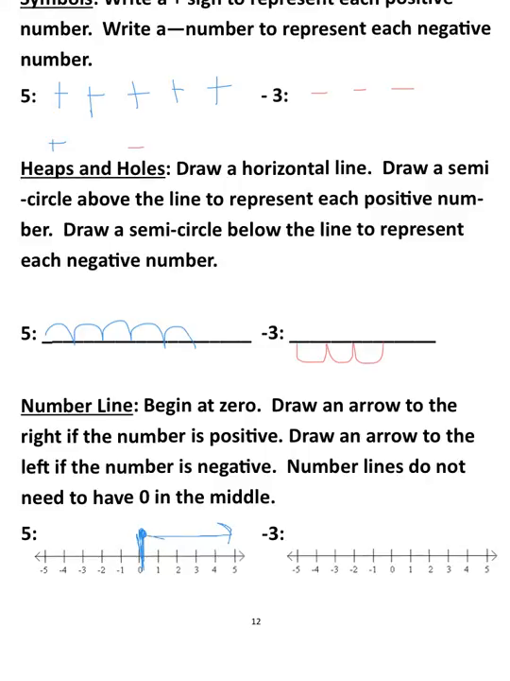To model -3, once again, we're going to start at 0, and we're going to go down to -3 and stop. That is how you model -3 on the number line. Positive to the right, negative to the left.